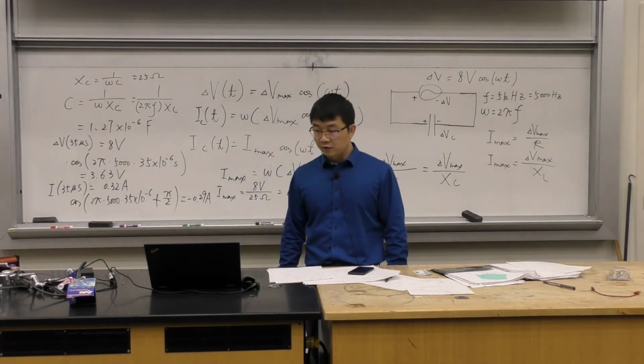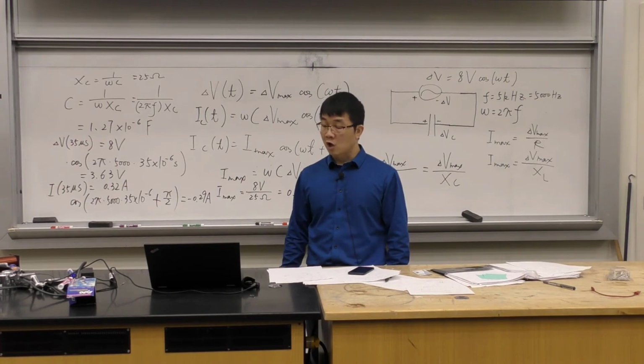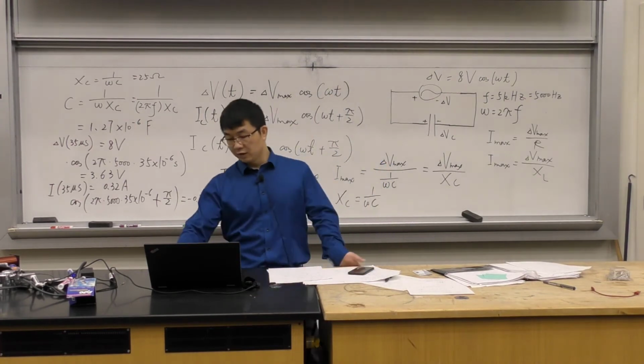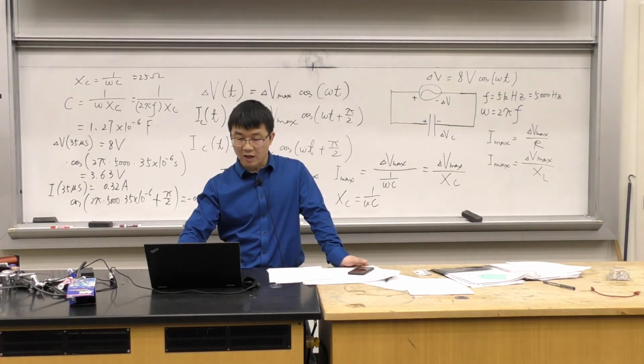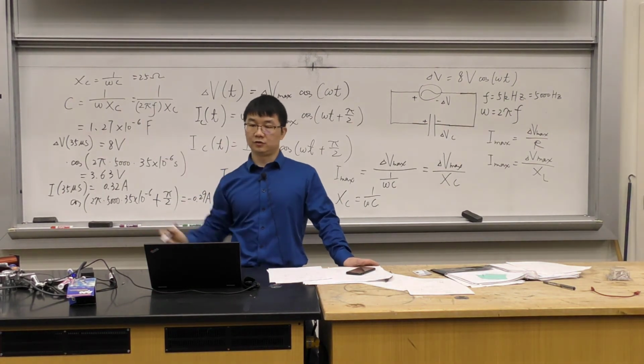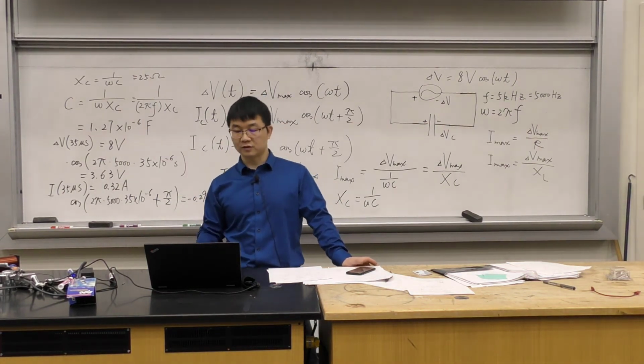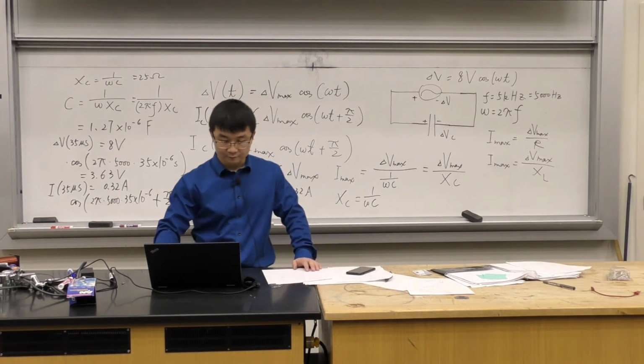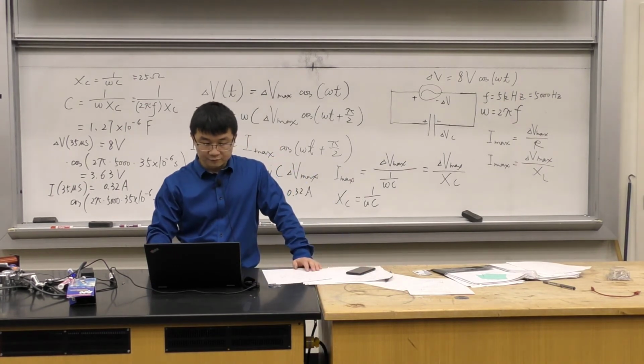So negative, did we do anything wrong? No, right? Negative means it's in the lower half of the graph, because the current goes like this. It will change direction all the time. So we have finished the capacitors.